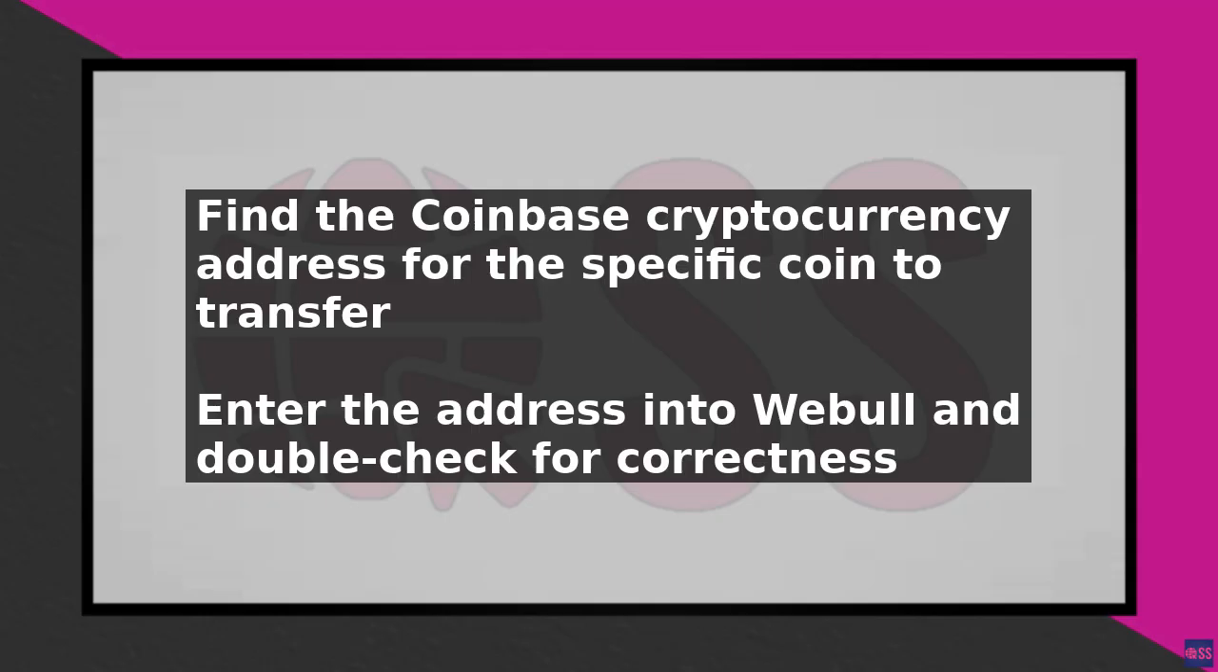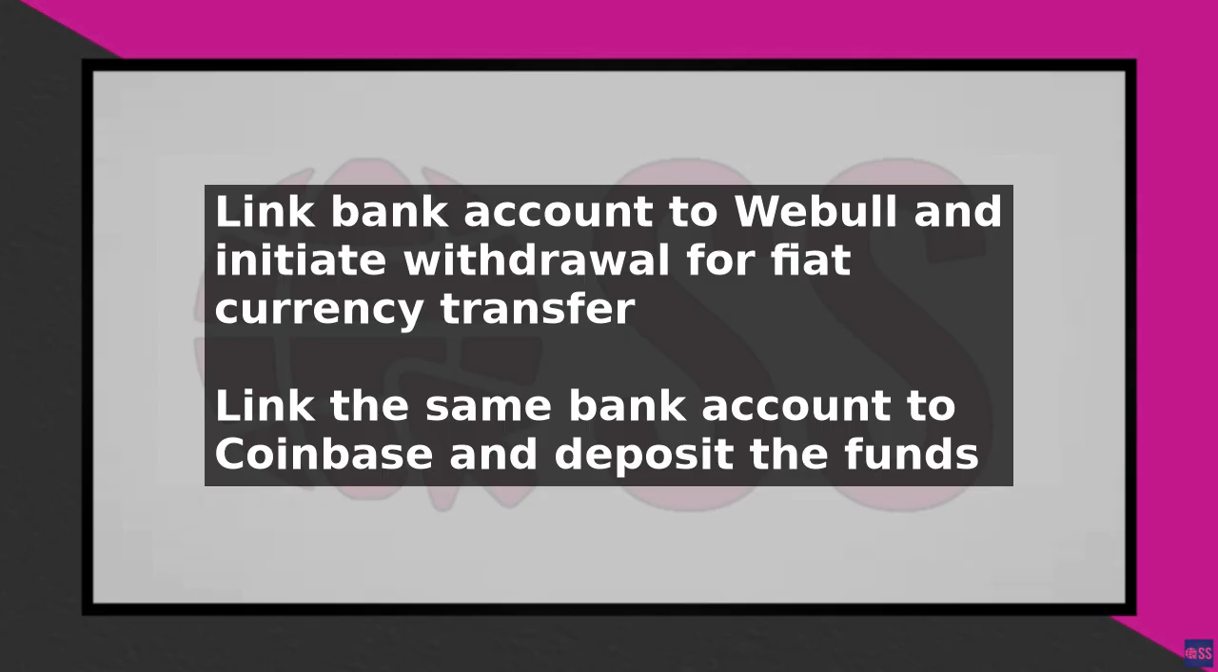transfer. You can find this address by logging into your Coinbase account and navigating to the accounts page. From here, select the cryptocurrency you want to transfer and click on the Receive button. This will display the address you need to enter into Webull. Once you have the address, go back to Webull and enter it into the transfer page. Make sure to double-check that the address is correct, as cryptocurrency transactions are irreversible.